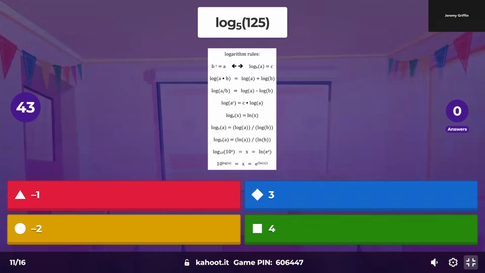Logarithms. Oh, I will give you all those log rules on the exam. You just got to know how to apply them.